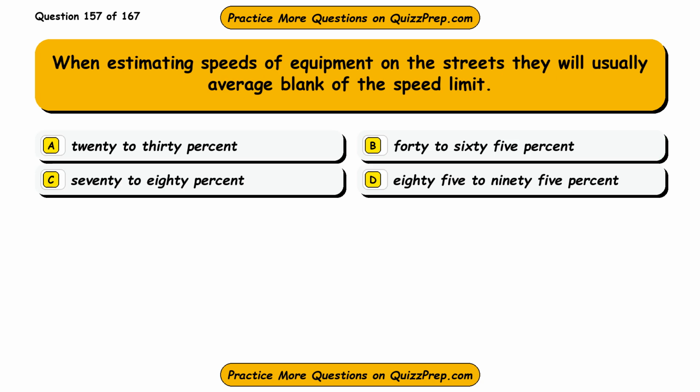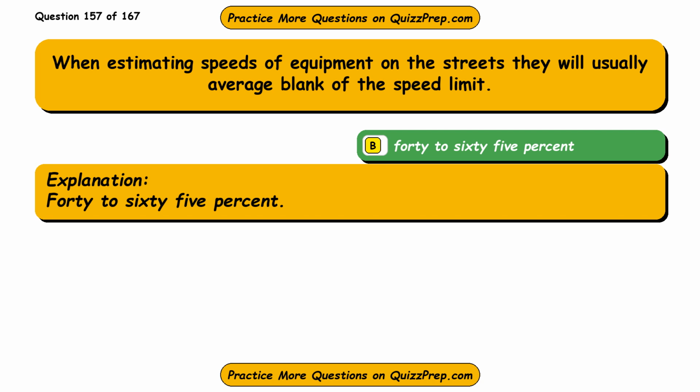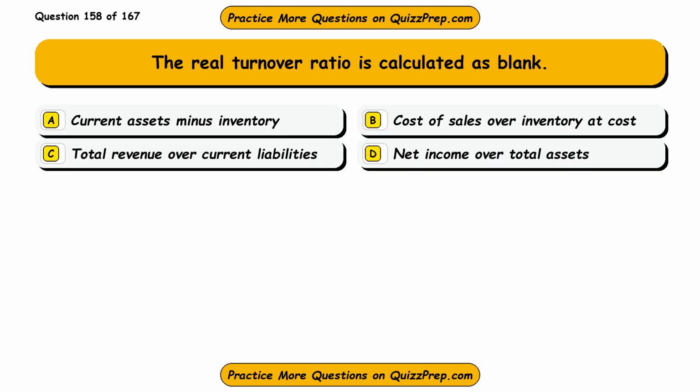Question 157. When estimating speeds of equipment on the streets, they will usually average blank of the speed limit. Option A, 20 to 30%. Option B, 40 to 65%. Option C, 70 to 80%. Option D, 85 to 95%. The correct answer is option B, 40 to 65%. 40 to 65%.